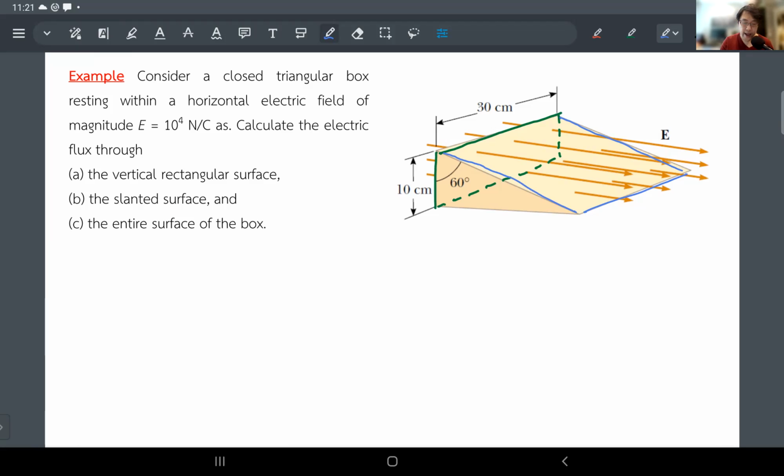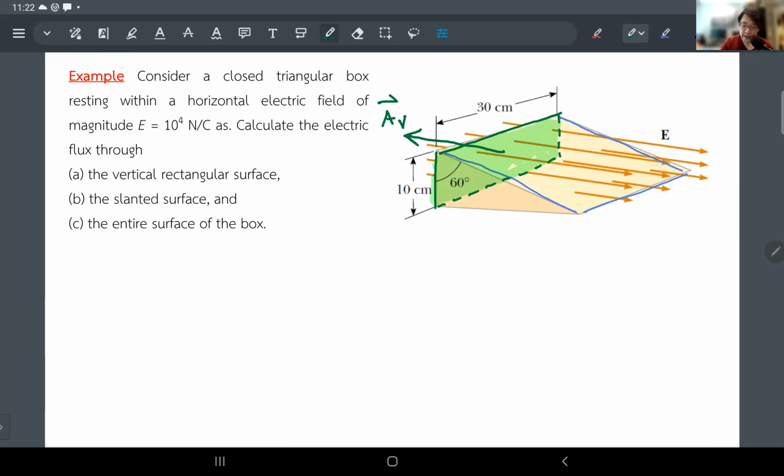So let's start from part A. What about the vertical rectangular surface, guys? All right, so let me highlight this one. It's the green area over here that we are interested in. So first of all, you have to be able to identify the direction of the area vector. Over here, the area vector points outward from the enclosed volume. So that means your area vector is going to point backward like this. Let me call this the A vertical vector. Yes?